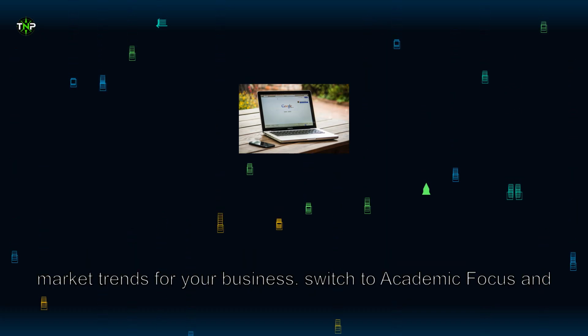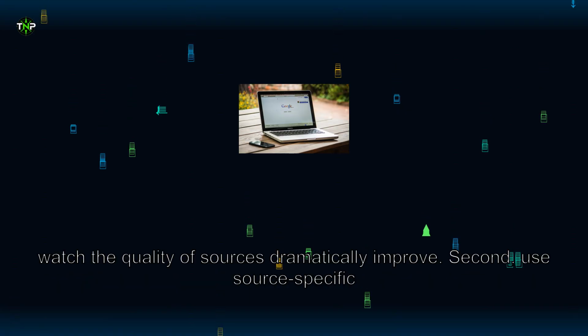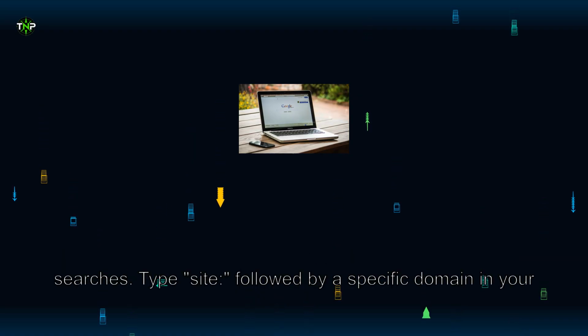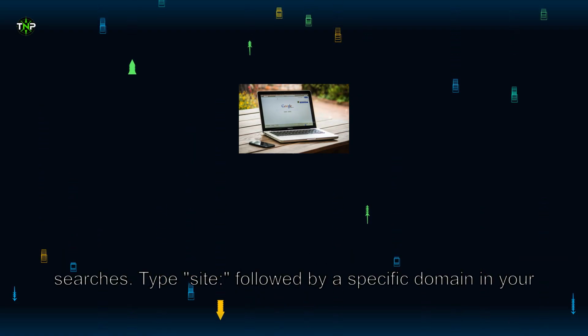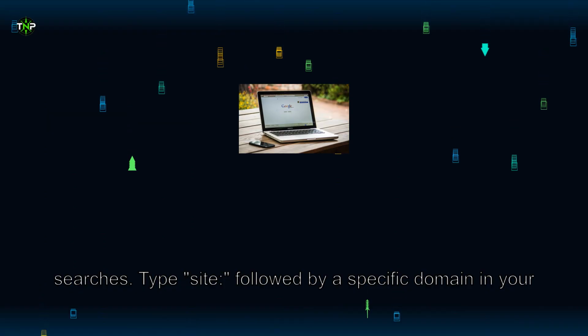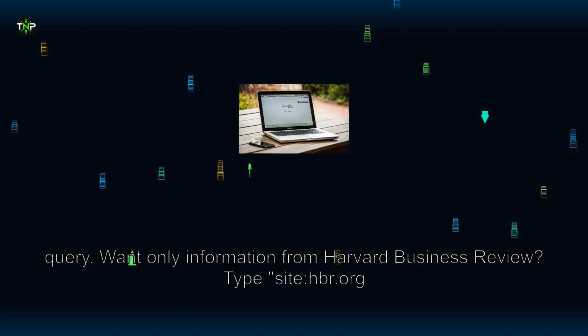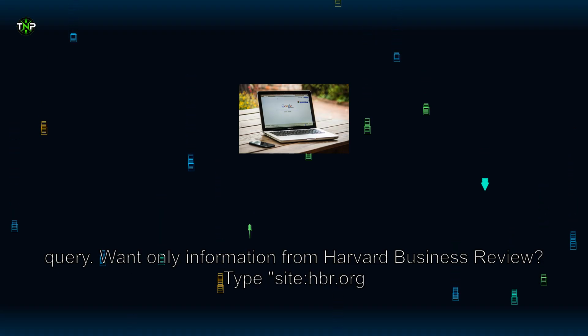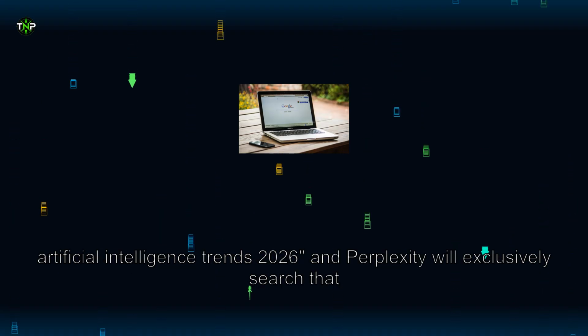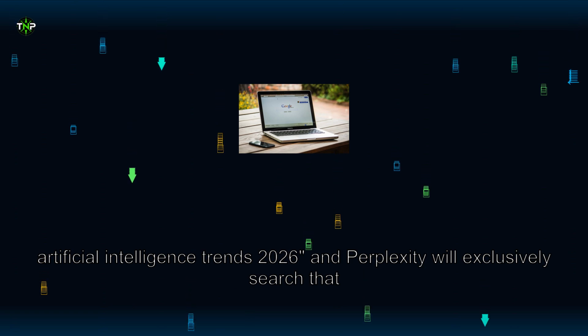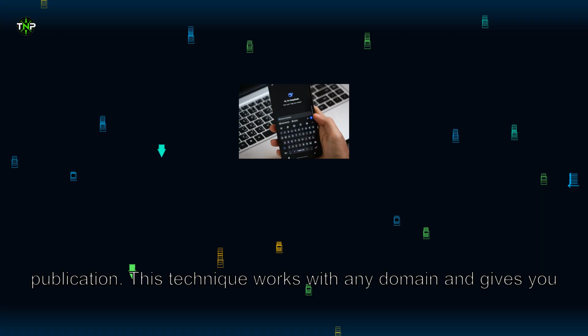Second, use source-specific searches. Type site, followed by a specific domain in your query. Want only information from Harvard Business Review? Type site HBR.org Artificial Intelligence Trends 2026 and Perplexity will exclusively search that publication. This technique works with any domain and gives you laser-focused results.